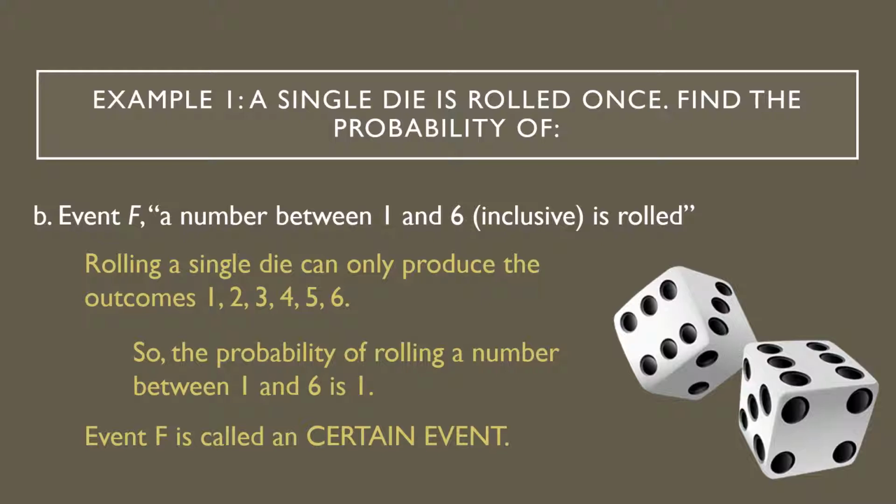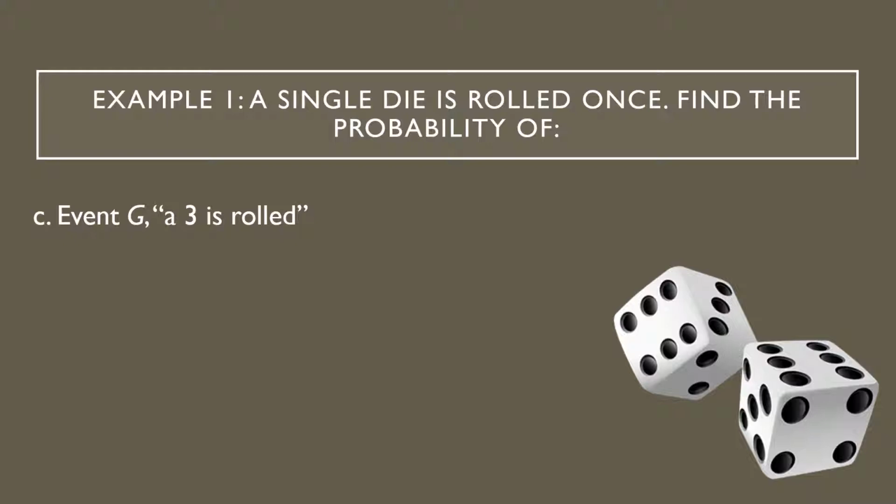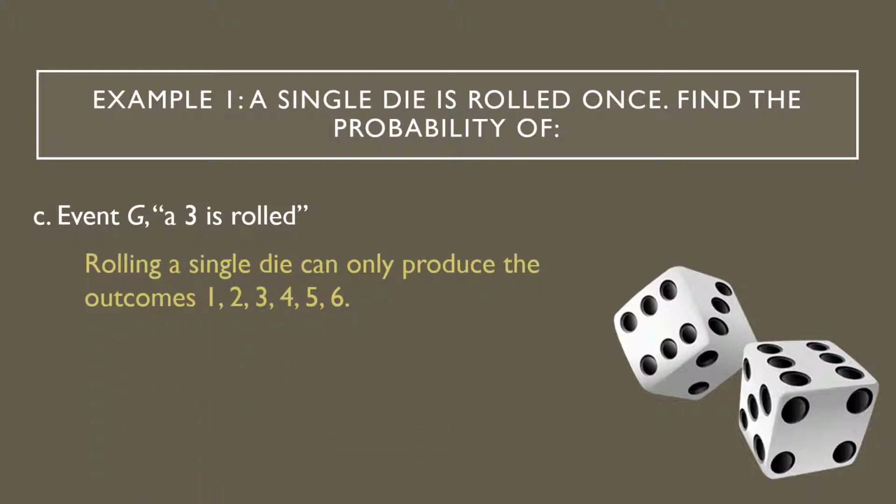In math, in this class and in your statistics class, anytime you're reporting a probability, you will always report the probability in decimal form, like I've done here. So this 1 is in decimal or fraction form. You would never report a probability in one of these classes as 100%. Our last event is event G, so find the probability that a 3 is rolled. As we said before, rolling a single die can only produce the outcomes 1, 2, 3, 4, 5, or 6.